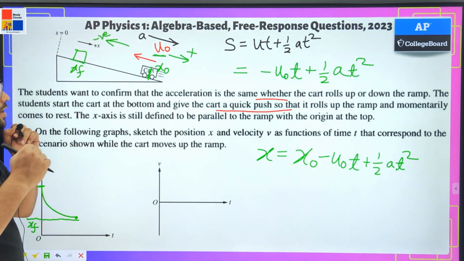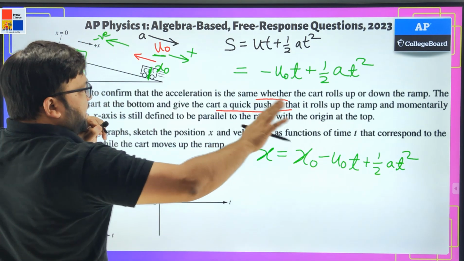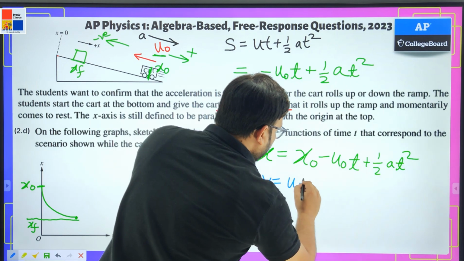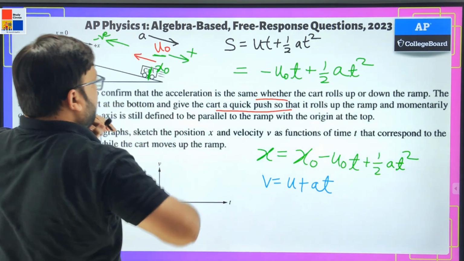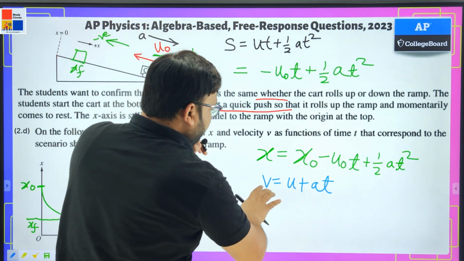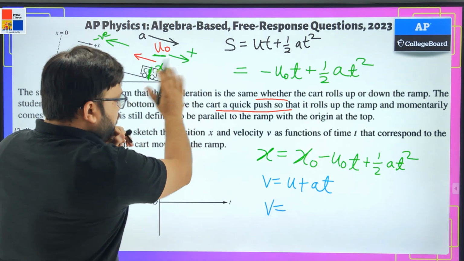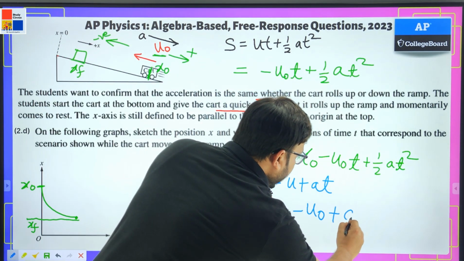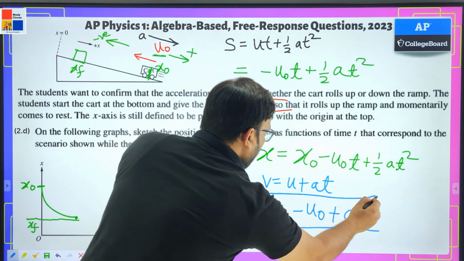Next, I have to make a graph of velocity. Again, the equation of motion is v equal to u plus at. This is the equation we have. For this situation, I have to find the final velocity. Initial velocity is u naught in the negative direction, negative u naught. Acceleration is positive and this is t. So this is what I have to plot here.